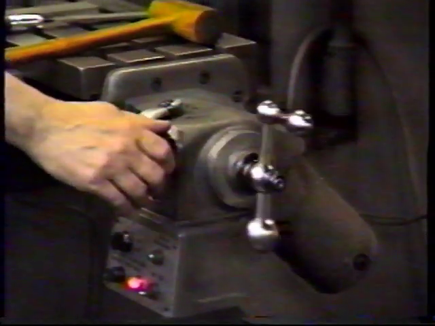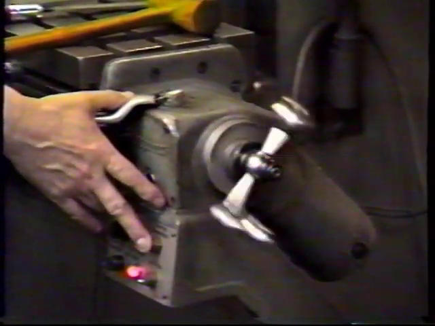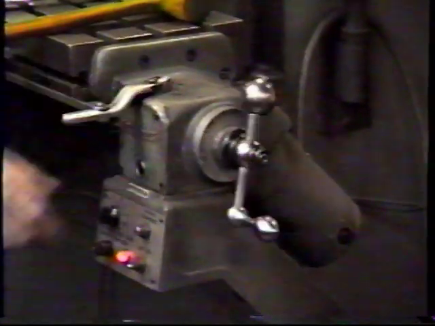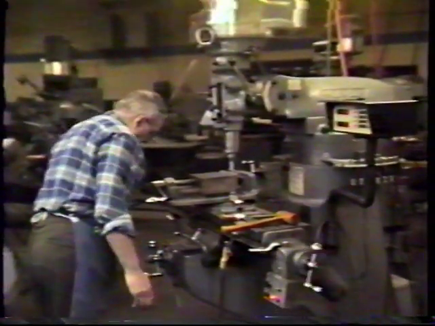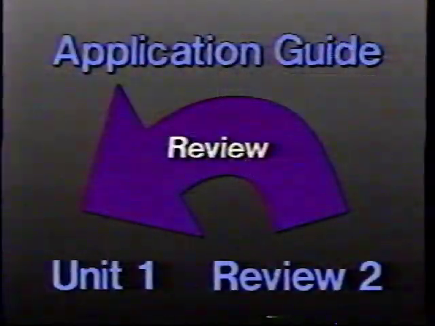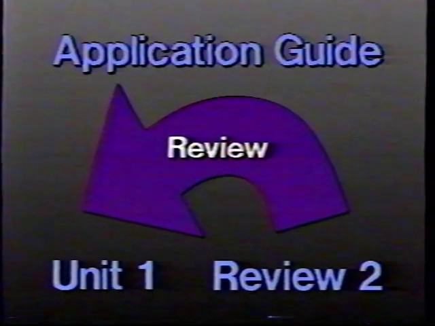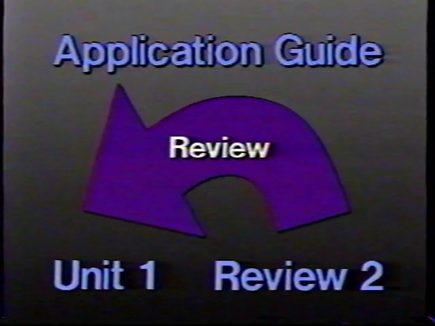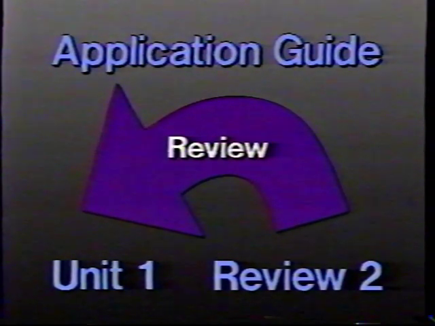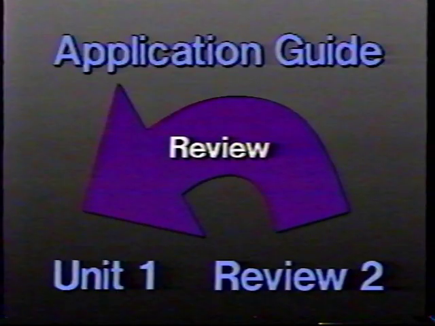In Unit 2 of this series, we'll identify and define the GD&T symbols and continue to explore some basic GD&T concepts. Open your application guide now to Unit 1, Review number 2. After completing this review, check your answers. If necessary, review the material in this unit before proceeding to the next one.